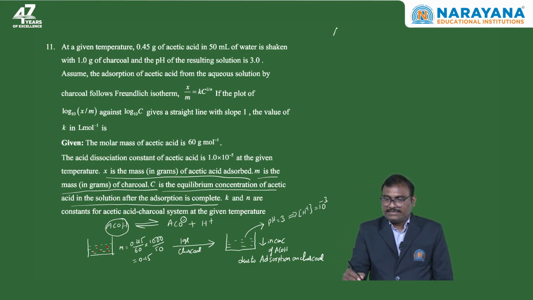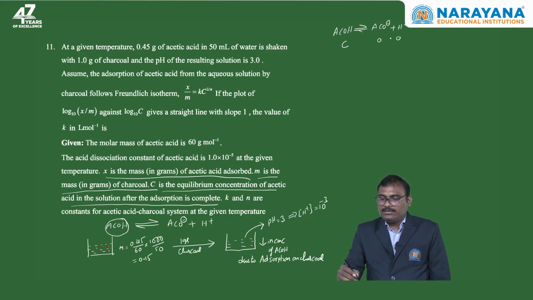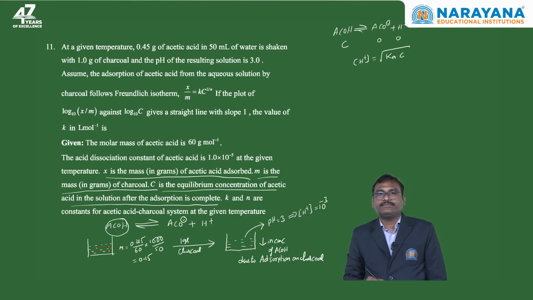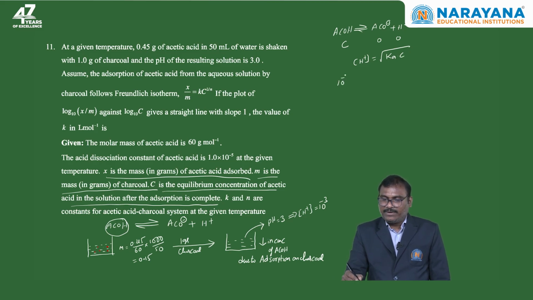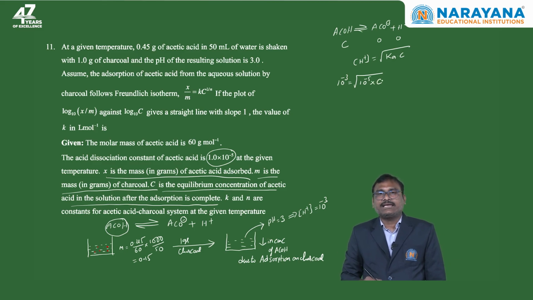That means acetic acid, when dissociated, if its concentration is C0, then the H plus concentration is equal to under root of Ka into C. You know, everybody. He gave that as 10 power minus 3 equals under root of Ka, which he also gave as 10 power minus 5, into the concentration of acetic acid at equilibrium.